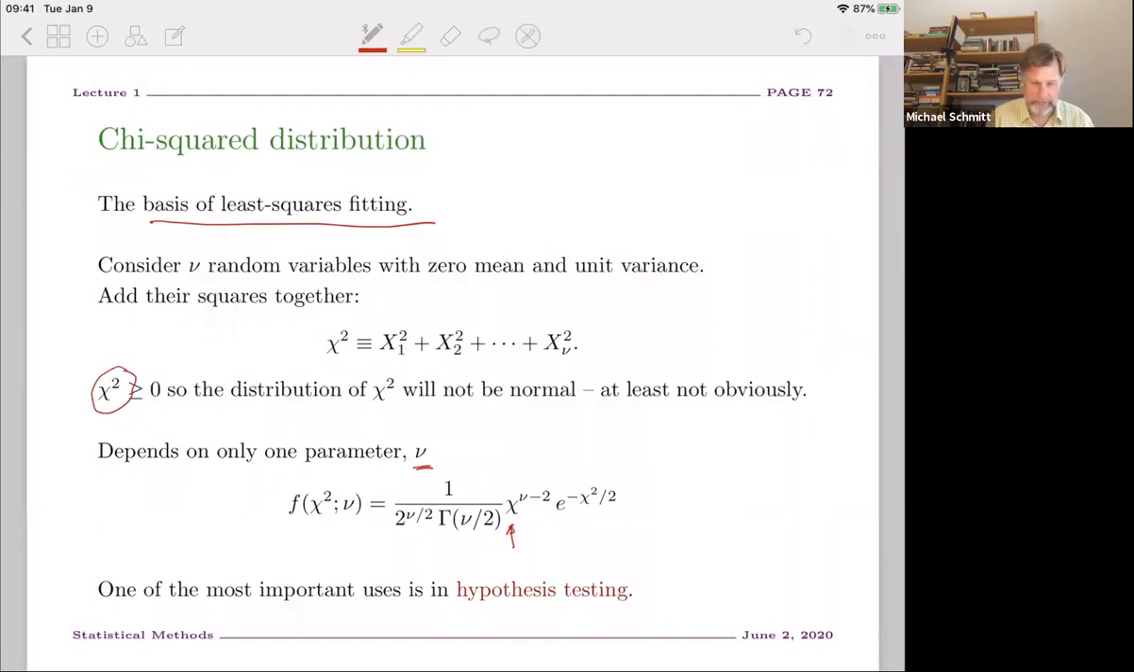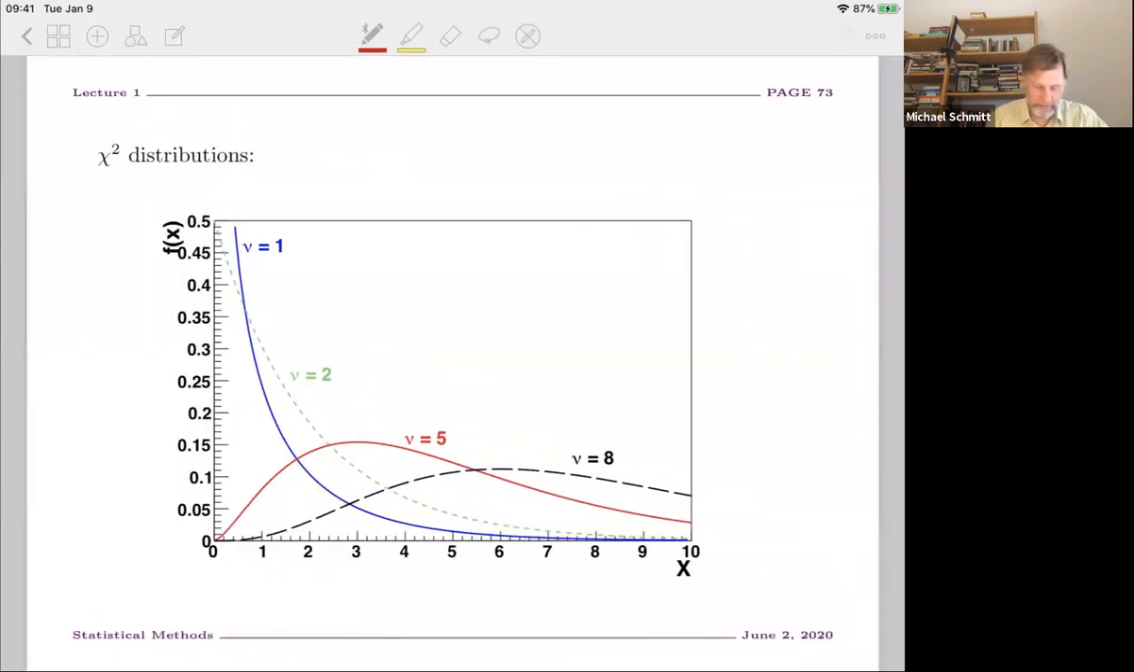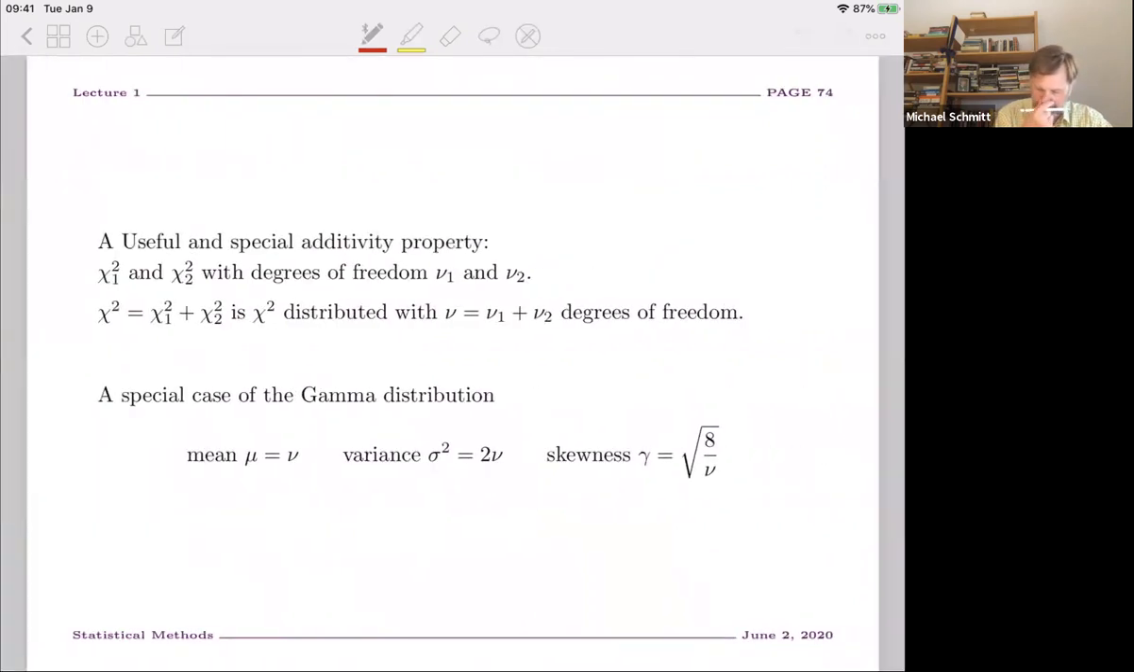This is actually related to a gamma distribution. This weird looking part out here just is normalizing stuff. And it's really, really important in hypothesis testing and in fitting. So here are some examples where you have only one variable or where you add 2 of them together, 5 of them together, 8 of them together. You can see, of course, they never go negative because it's the sum of squares, but they can go out to infinity in principle.